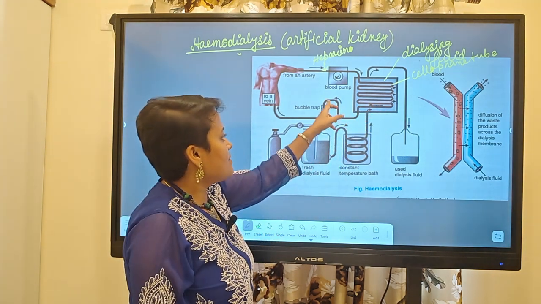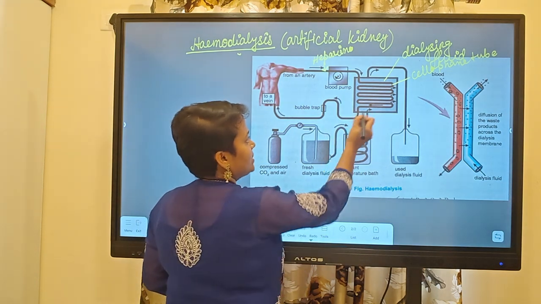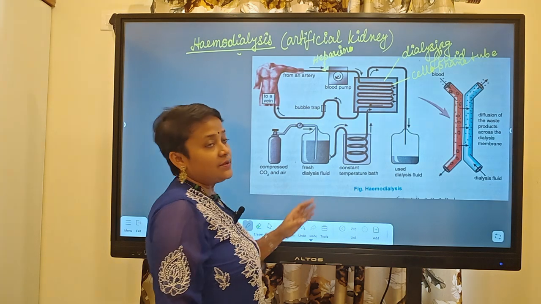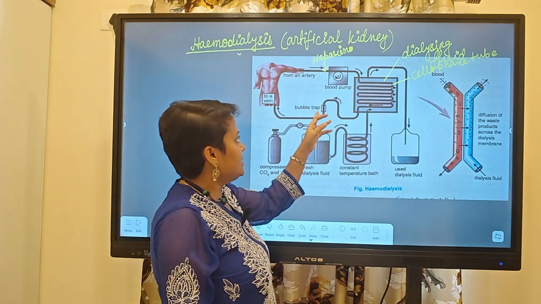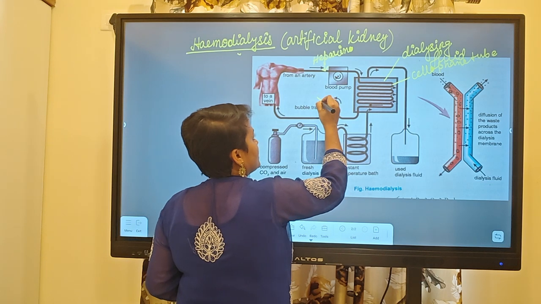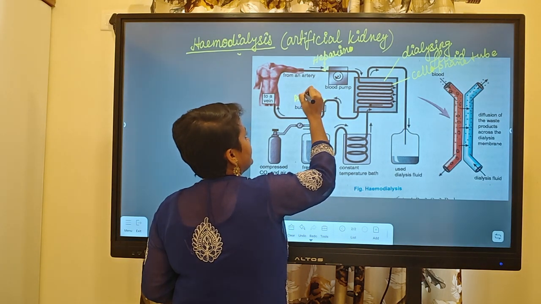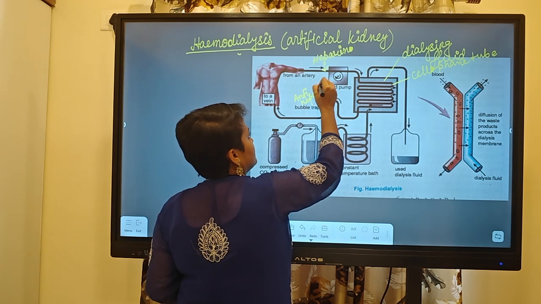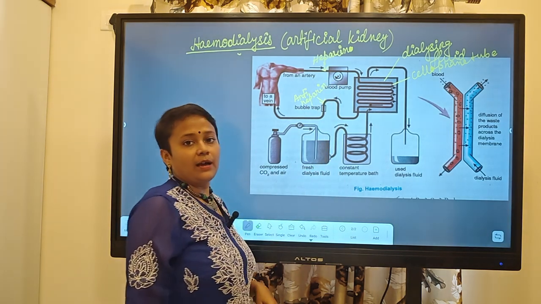So when it comes out, if any bubble is there, there is a bubble trap which can trap the bubble, and there would be addition of anti-heparin to remove the heparin from the blood.